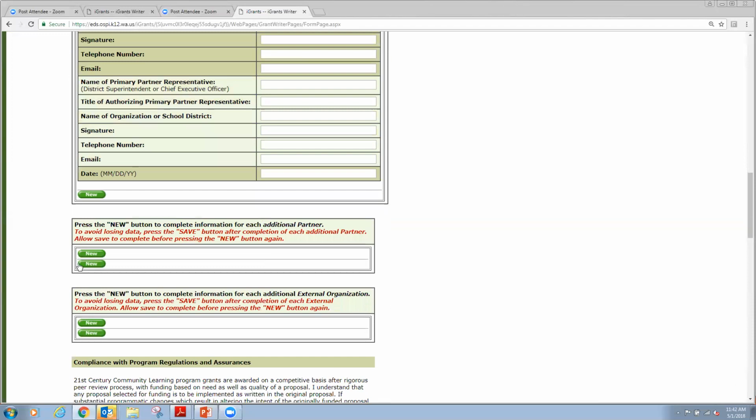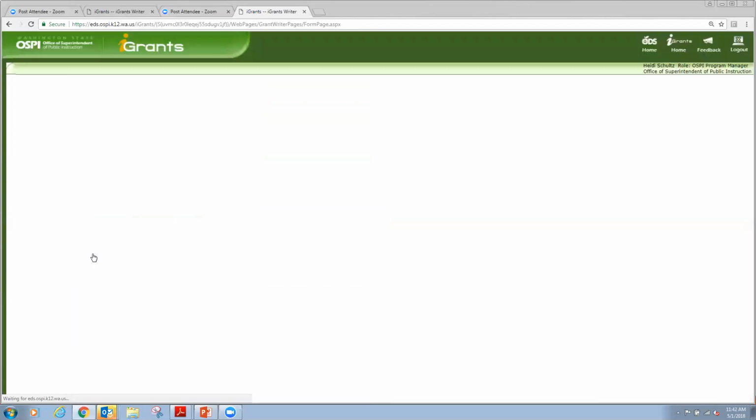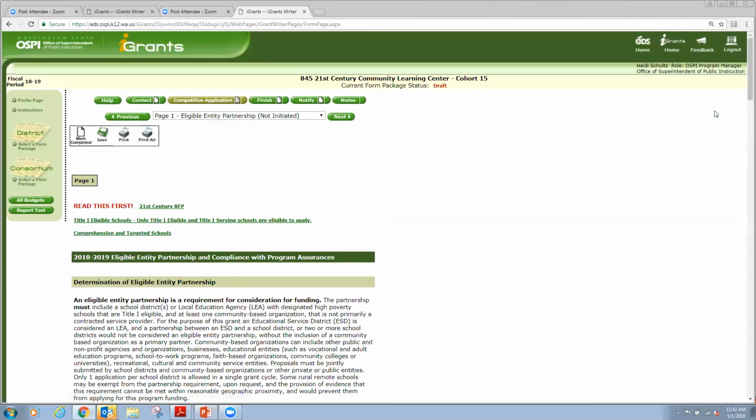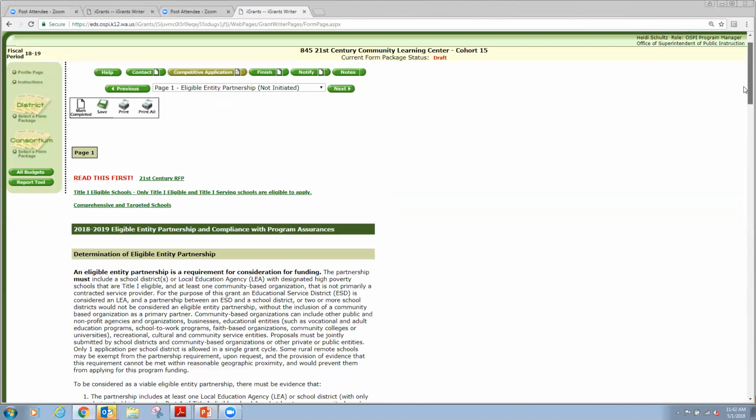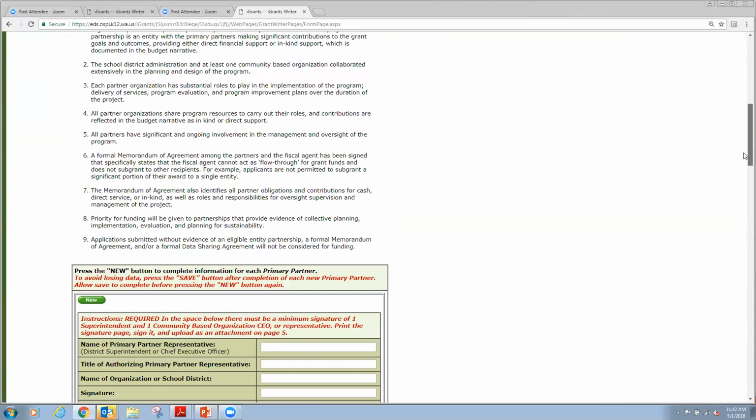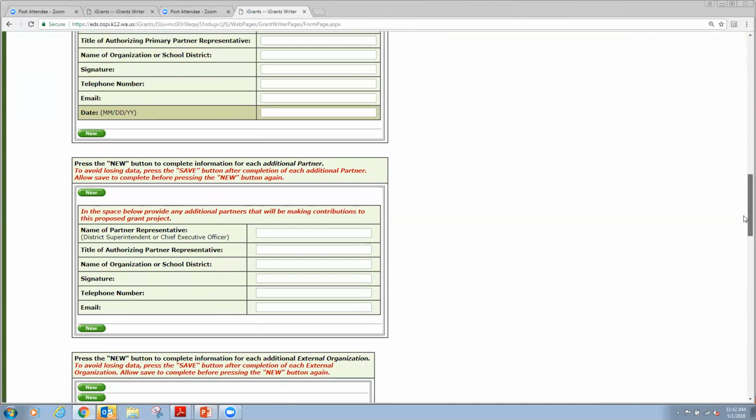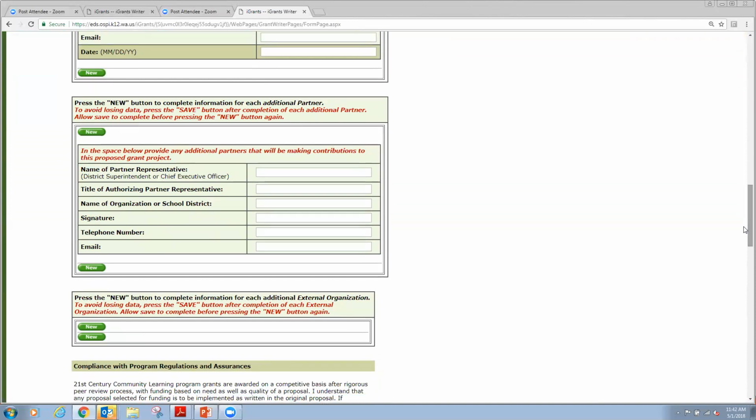The second new button that you can push brings up other partners that you wish to include in your application. So it says, in the space provided below, provide any additional partners that will be making contributions to this proposal grant project. And this is informational for us to see who else is contributing or making commitments to this project.